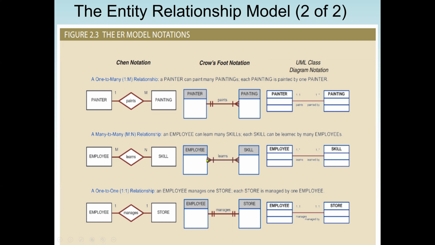Many to many, we can see the crow's foot on both sides. So many employees learn many skills. And here we have one-to-one. The two bars, or the two lines, are one. So one employee manages one.